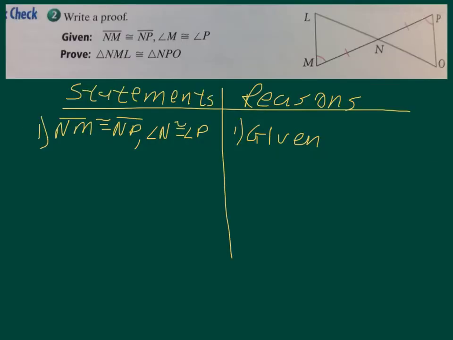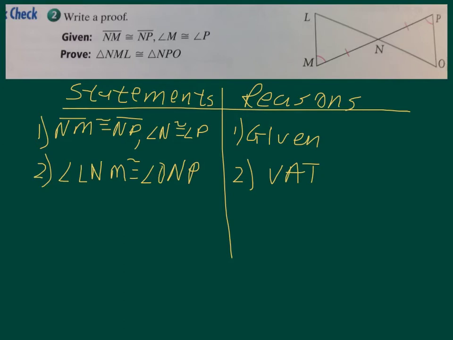Now let's look at quick check number 2. We're trying to prove these two triangles are congruent. It's given that segment MN is congruent to segment PN, and angle M is congruent to angle P. Those two things are already marked. Pause the video while you try to figure out how you're going to get these two triangles congruent.